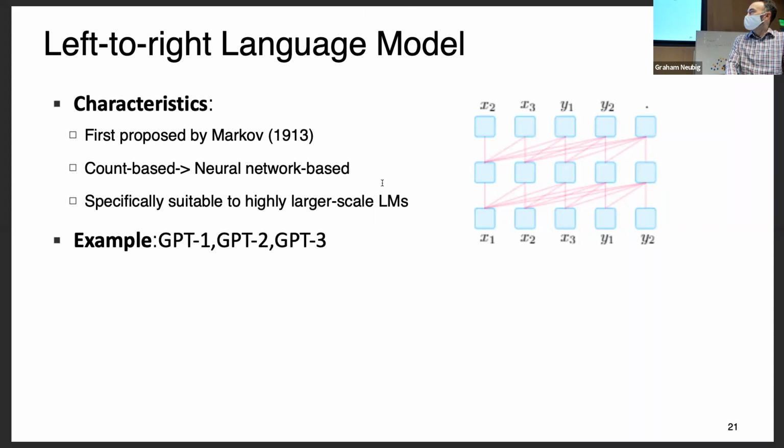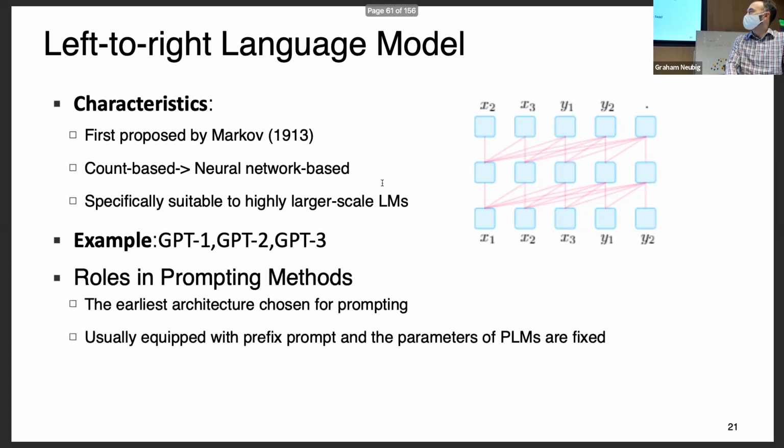Some examples of this could be GPT-1, 2, 3, etc. When you use them in prompting methods, these were the earliest architectures chosen for prompting, and they're usually used with a prefix prompt. And often the parameters of the pre-trained language models are fixed and just used as is. So that would be like the example of the TLDR with GPT-J that I was talking about before.